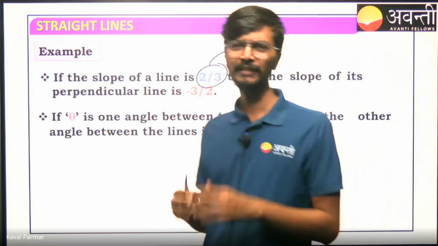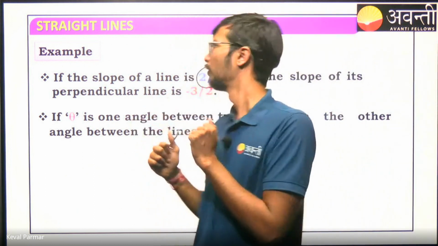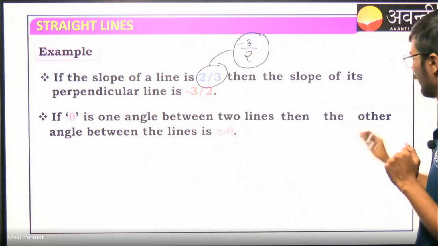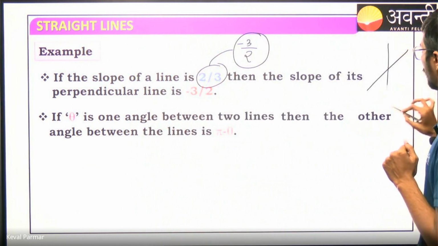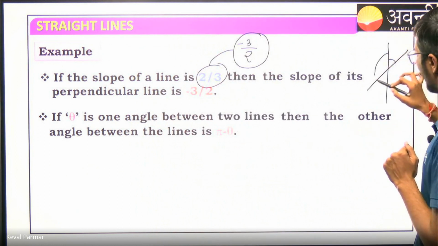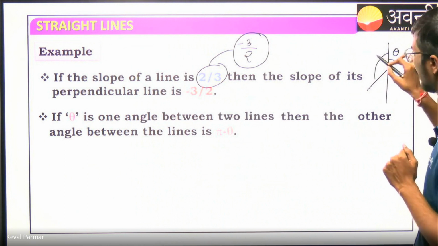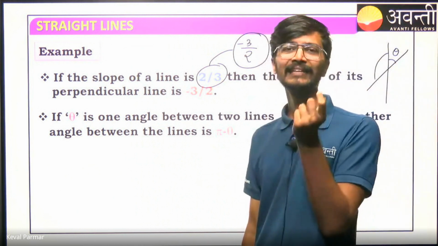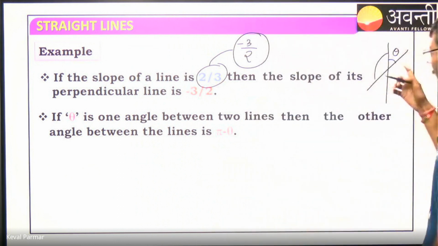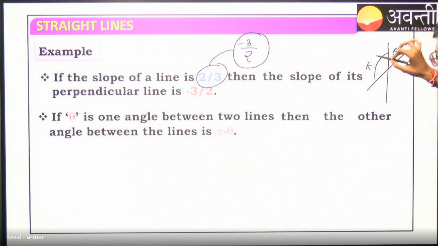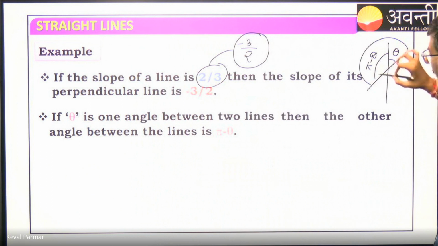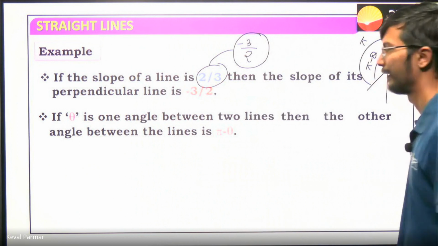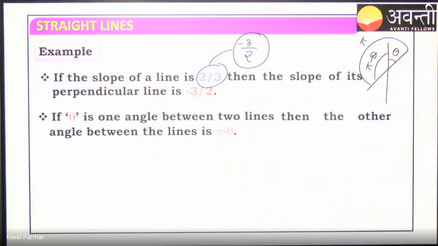This is basically the acute angle or obtuse angle. Whenever two lines intersect, they form two angles. This is the acute angle, this is the obtuse angle. So let's say theta is an acute angle, then the other will be pi minus theta, because this total is a linear pair, which is pi. So again, a good point to remember.